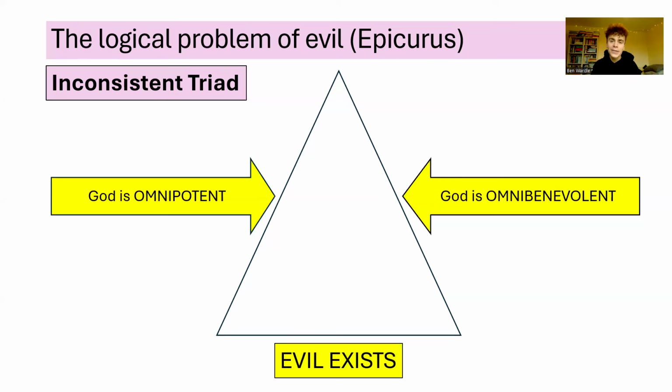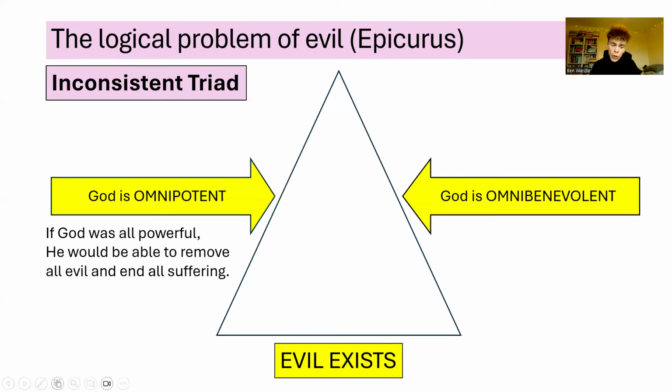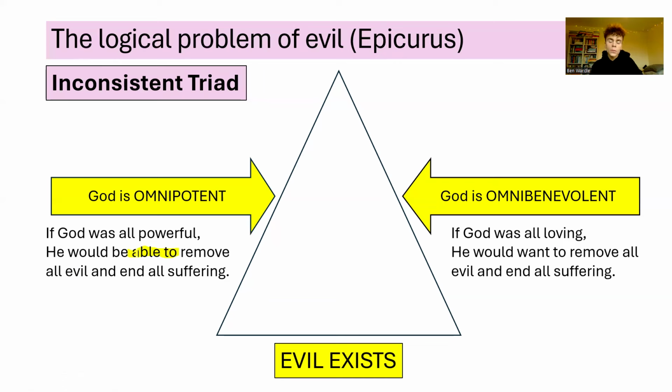There is an inconsistency, because if God was all-powerful, he would be able to remove all evil and end all suffering. Let me just highlight that. He would be able to. He would have the power to. He would have the ability to. In terms of omnibenevolence, we could say that if God was all-loving, he would want to remove all evil and end all suffering. So if God was loving, he wouldn't want us to suffer, so he would remove all evil and end all suffering. So evil, and the fact that evil exists, therefore presents a big problem, doesn't it?